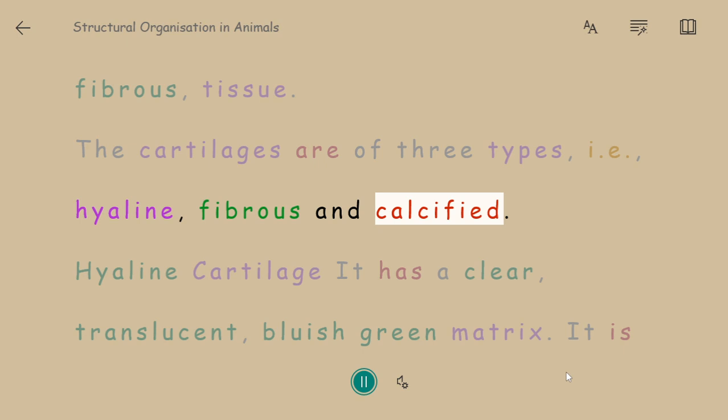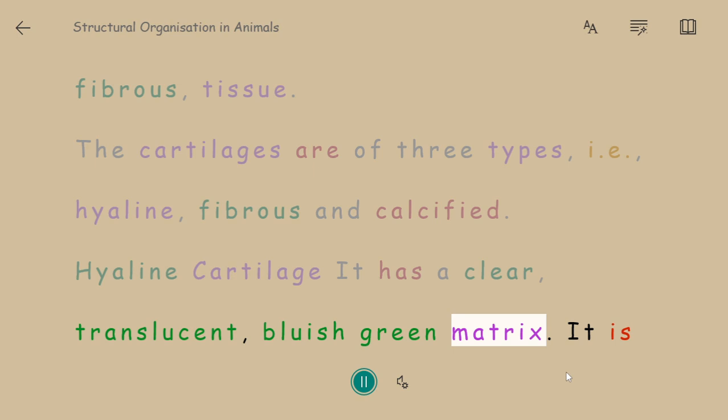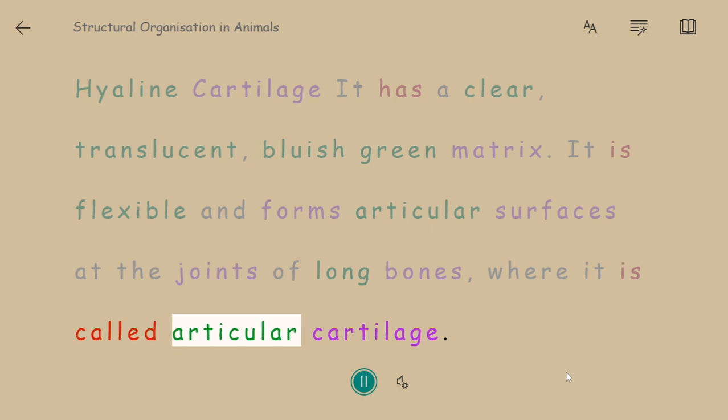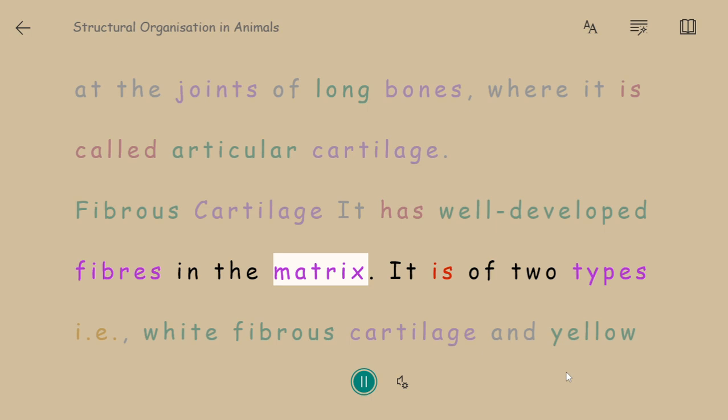Hyaline cartilage. It has a clear, translucent, bluish-green matrix. It is flexible and forms articular surfaces at the joints of long bones, where it is called articular cartilage. Fibrous cartilage. It has well-developed fibers in the matrix. It is of two types, i.e., white fibrous cartilage and yellow elastic cartilage.